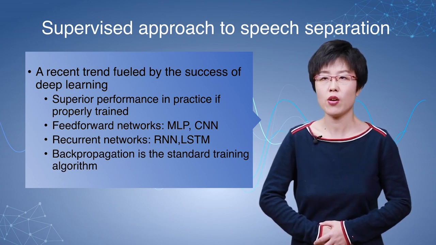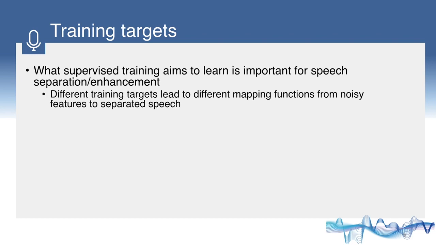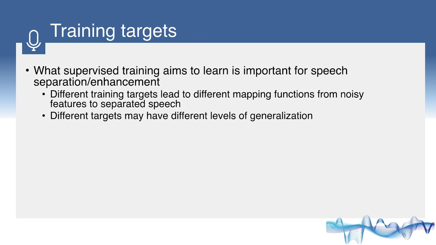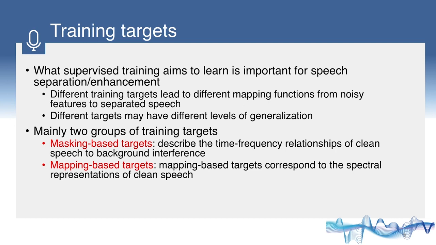Backpropagation is the standard training algorithm in deep learning. In supervised speech separation, defining a proper training target is important for learning and generalization. Different training targets lead to different mapping functions, from noisy features to separated speech. Different targets may have different levels of generalization. There are mainly two groups of training targets, that's to say, masking-based targets and mapping-based targets. Masking-based targets describe the time-frequency relationship of clean speech to background interference, while mapping-based targets correspond to the spectral representation of clean speech.